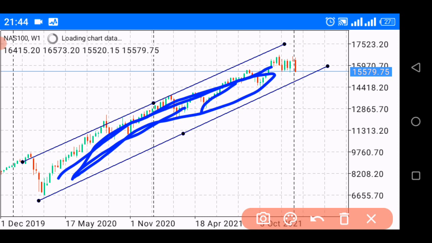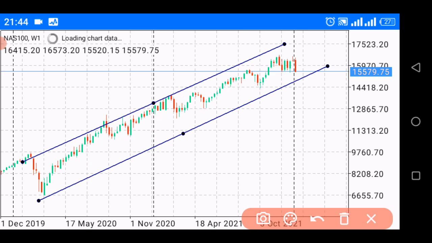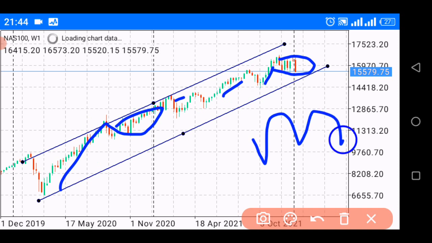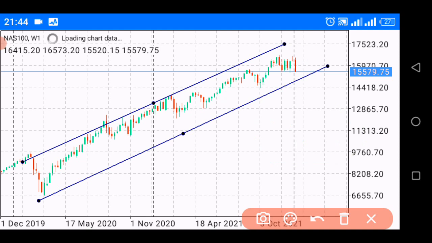So now, according to our study, we have a lot of impulsive movements here, a corrective movement, an impulsive movement, a corrective movement, and now we are in a corrective movement. I call this pattern a support and resistance pattern, because I classify support and resistance as a pattern to me. So let's go to the daily charts.